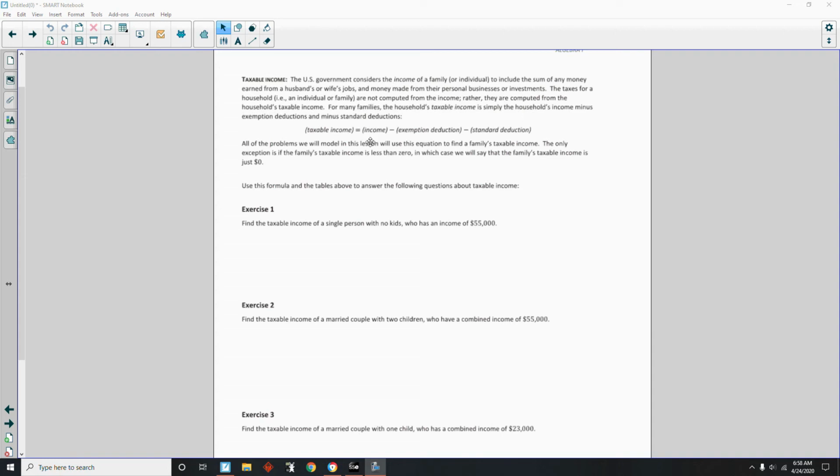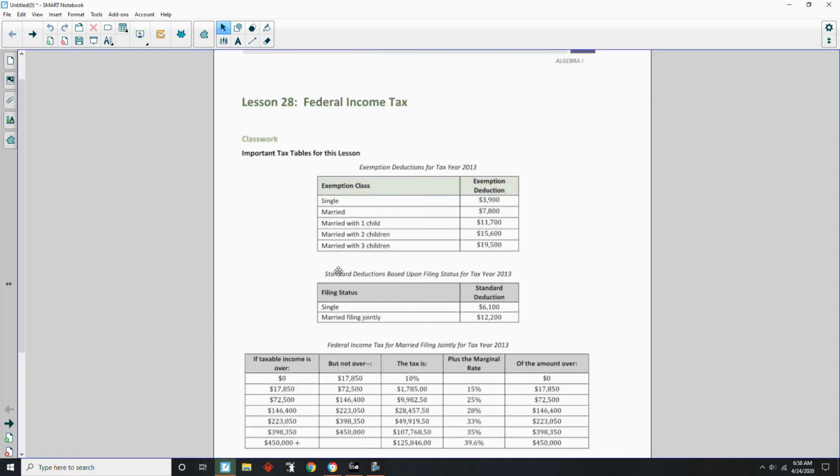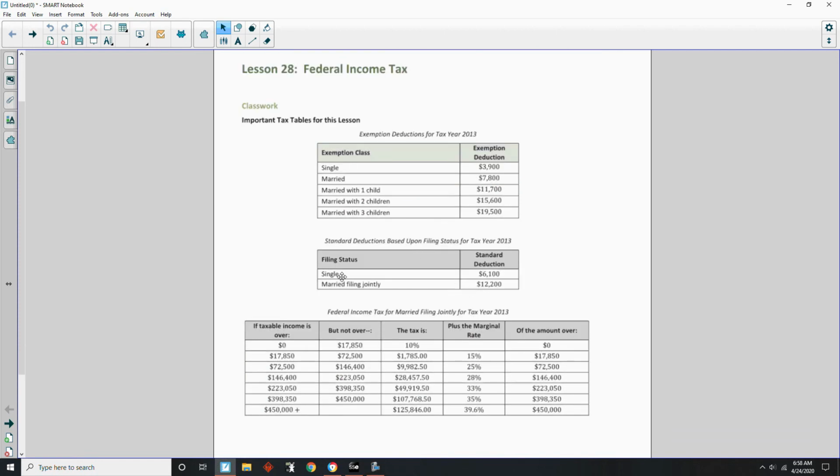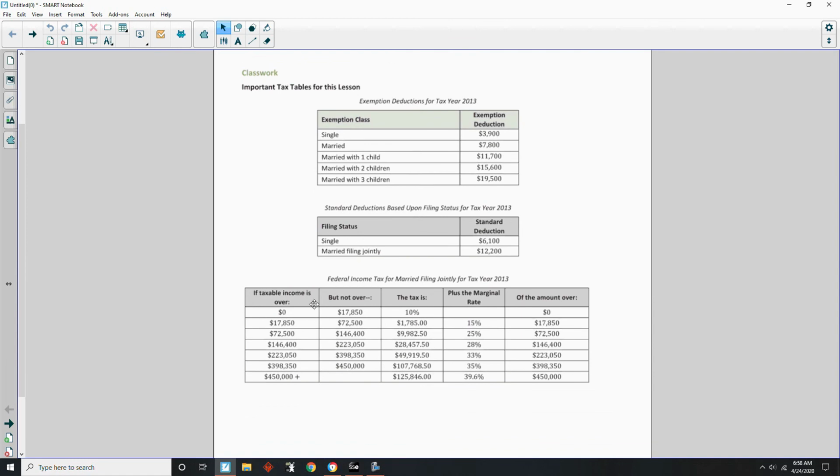So they give us an example here of an equation. They're saying the taxable income equals the income minus exemption deduction minus standard deduction. So if I go back to page 1, here's the exemption class. You have to take into consideration if someone is single, married with 1 child, 2 or 3 children, and if they're going to file either single or married filing jointly. And then their taxable income is calculated by how much they make in this table. So we have to find values between these two numbers, and then here's the 10% tax, 15, 20, and so forth, all the way down to 39.6%.